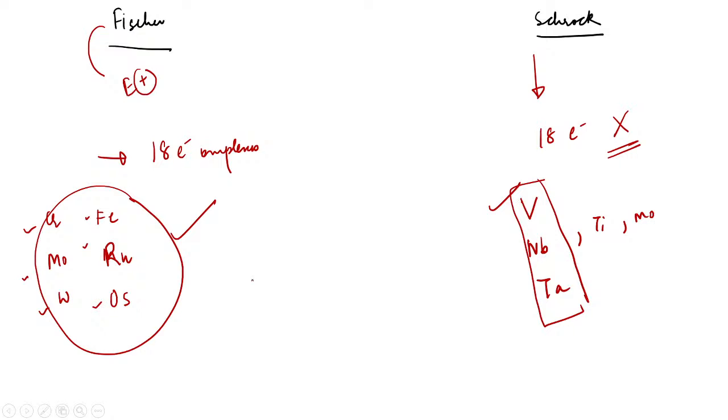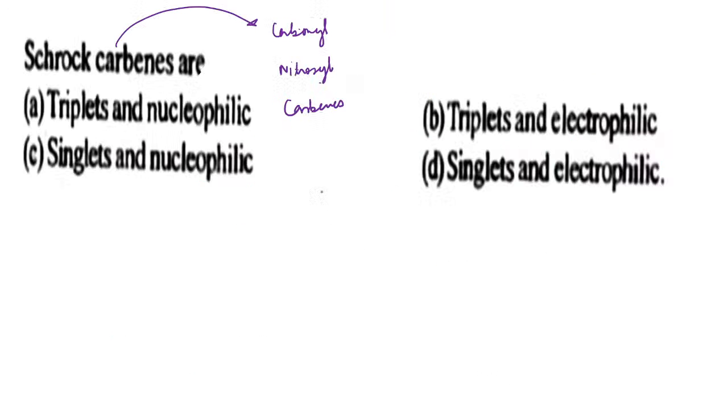Now let's go back to this question, and yes, one more important thing: Fischer type of carbons are singlet carbon, and these type of carbons are triplet carbon. So the question was Schrock carbons. Now we know Schrock carbons are nucleophilic in nature, first point, and they are triplets. So the correct answer is option A. For Schrock carbon, option A is the correct answer. And if I have to ask for Fischer carbon, it would be singlet and electrophilic, option D.